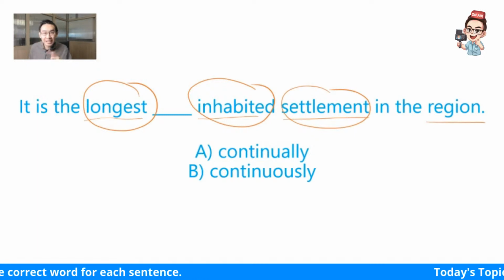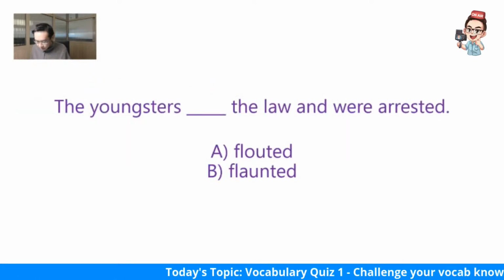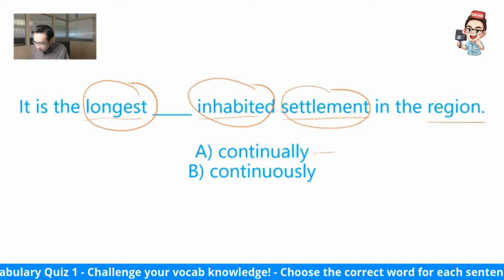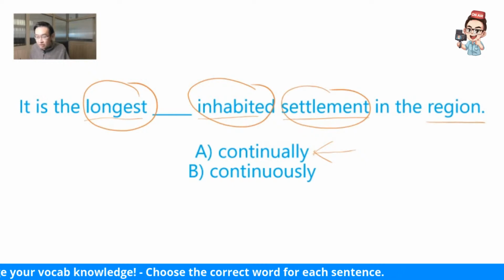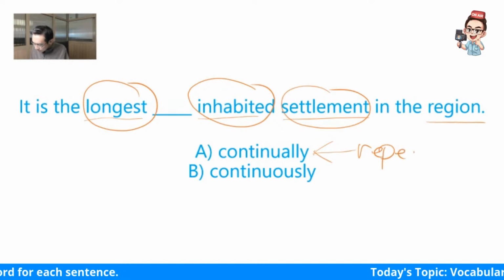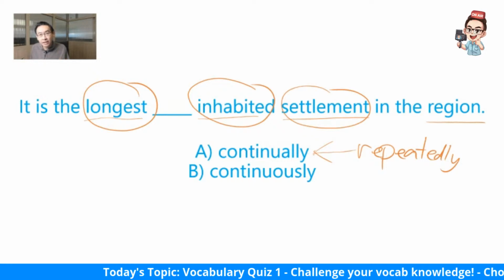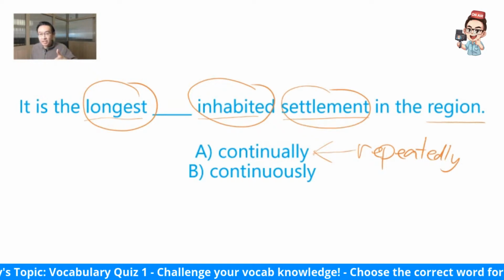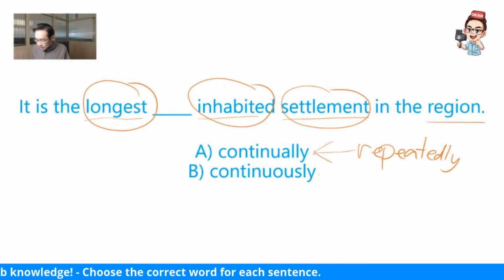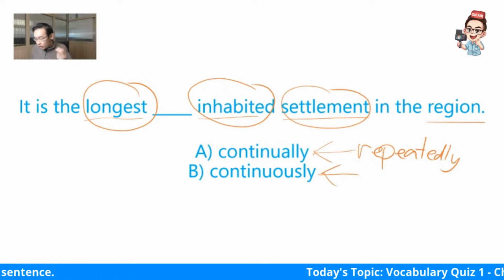Okay, let's now look at the meanings of the two choices. The first one, so sorry again. Okay, so the first one is what? Continually. Continually means repeatedly. What does repeatedly mean? Well, it means something happens again and again and again, okay? How about B? Continuously. If something happens continuously, it means without stopping.